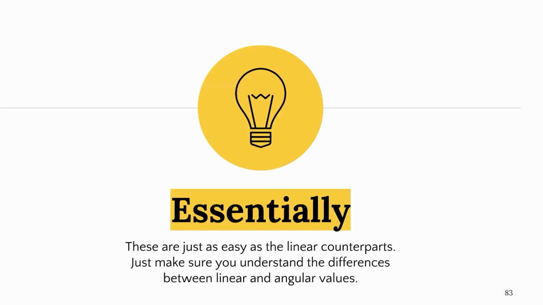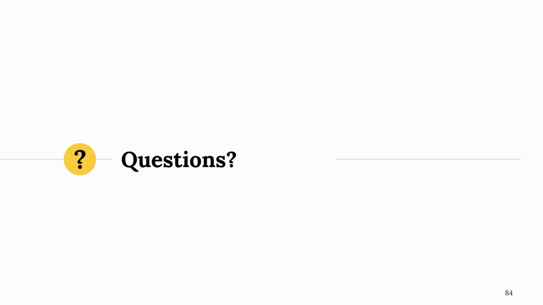Essentially, these are just as easy as the linear counterparts. Just make sure you understand the differences between linear and angular values. Also, don't be scared away by Greek letters. Honestly, that's probably the hardest part of it. Questions?